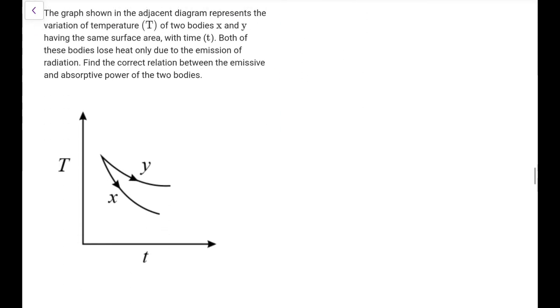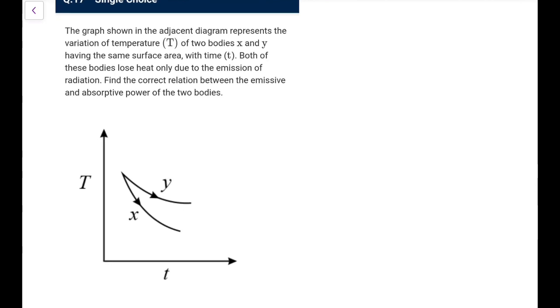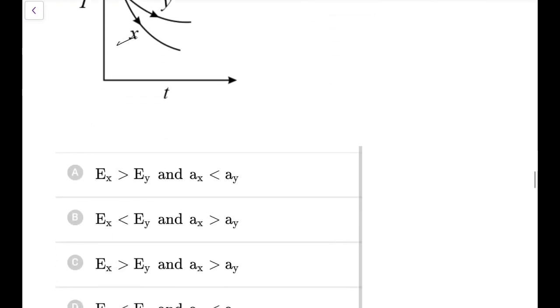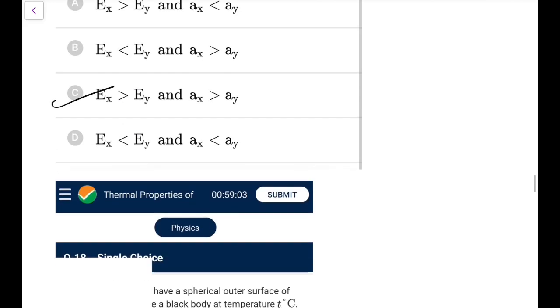Next one. The graph shown in the adjacent diagram represents the variation of temperature of two bodies having the same surface area with time. Both bodies lose heat only due to the emission of radiation. The correct relation between the emissive and absorptive power: you know A is equal to E, so both are going to be in the same order. Clearly X is losing temperature at a faster rate, so emissivity of X is greater than emissivity of Y, so absorptivity will also be greater than that. So both will have the same sign, so there is only one option which is right, this is C.